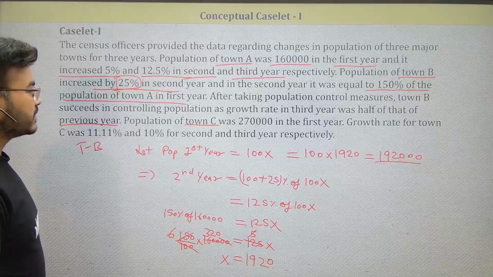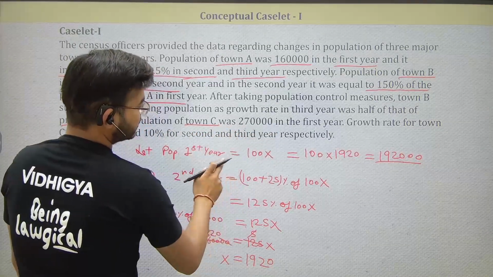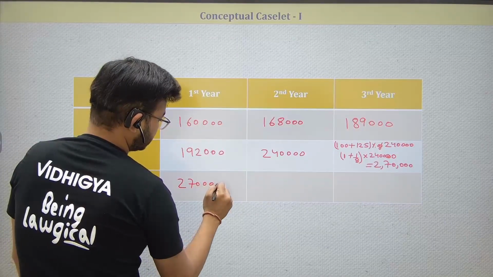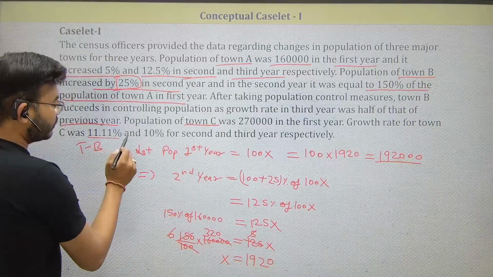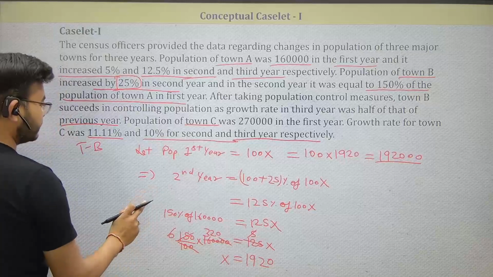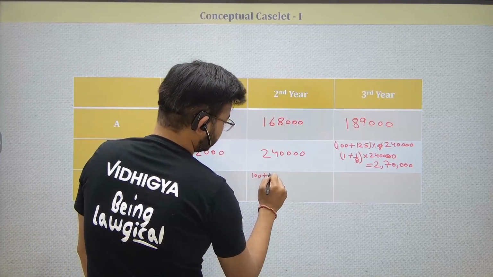The next information is given with regard to town C. The population of town C was 2,70,000 in the first year. The growth rate for town C was 11.11% and 10% for the second and third year respectively.